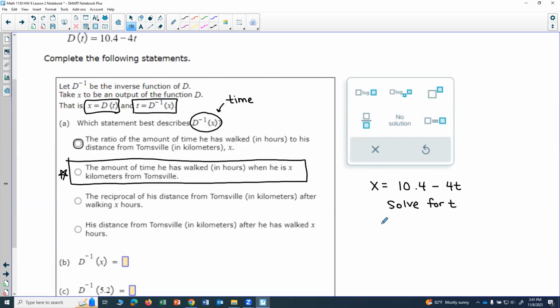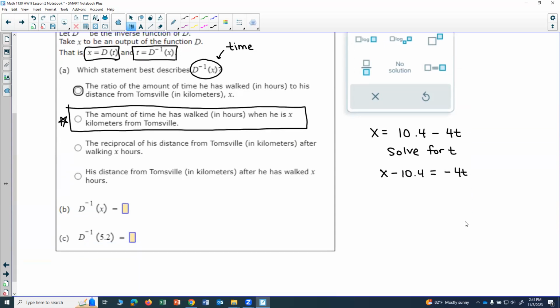So I'm going to go ahead and move the 10.4 over. So I get x minus 10.4 equals negative 4t. And then I would have to divide both sides by negative 4. So divide by negative 4 here, divide by negative 4 right here, and I'm going to get the t by itself. So I'm actually going to write that on the left side. So I'll have t equals x minus 10.4 divided by negative 4.